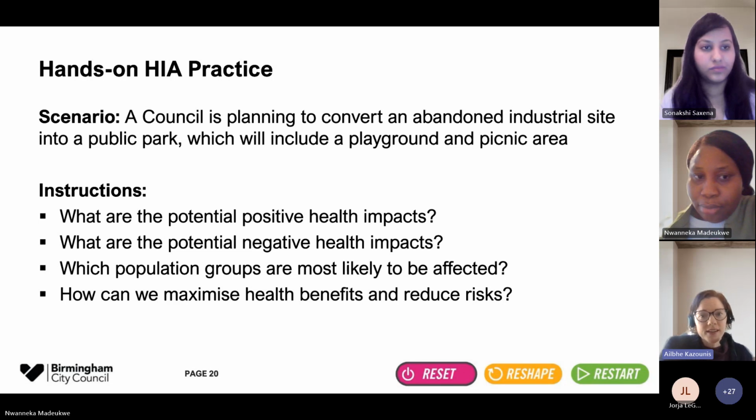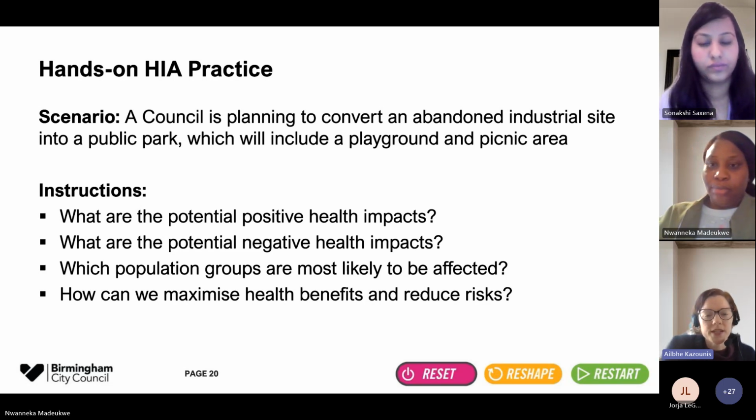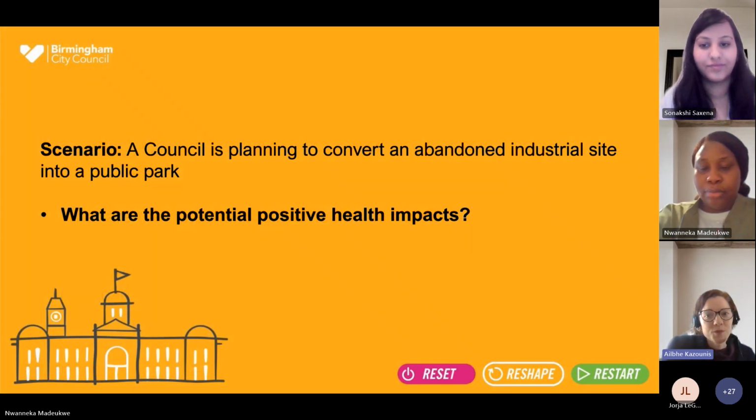Your task is to analyse this proposal by considering first the potential positive health impacts, then the potential negative impacts. We'll then look at the potential population groups who are most likely to be affected. And finally, we'll think about some recommendations to maximise benefits while minimising the risks. So please put your answers in the chat function, or if you'd like to unmute to share your thoughts, please feel free to do so.